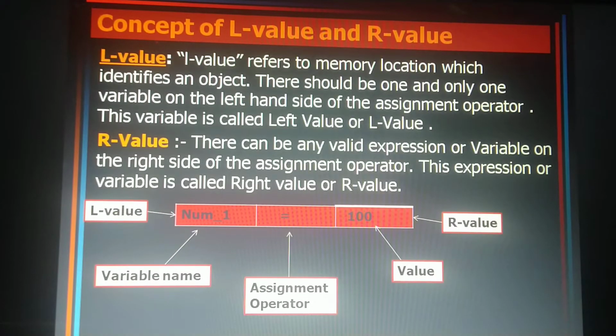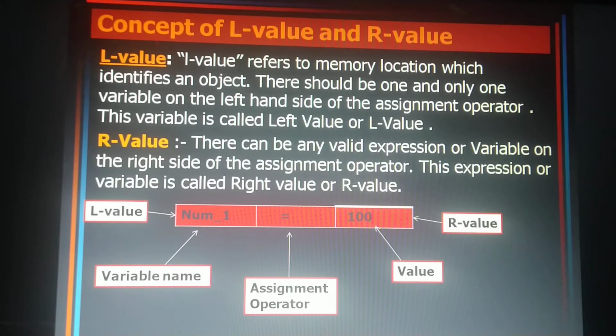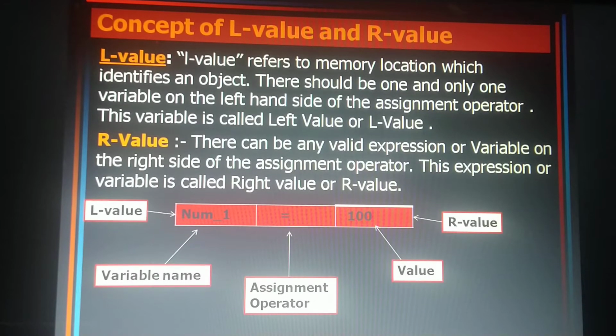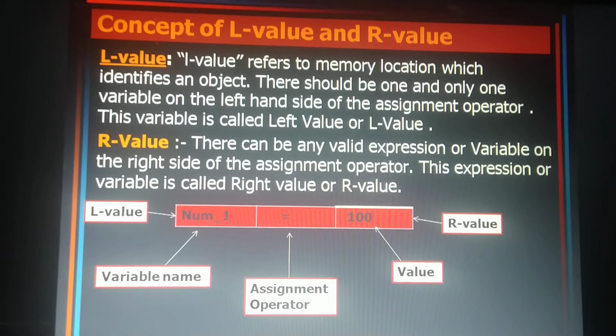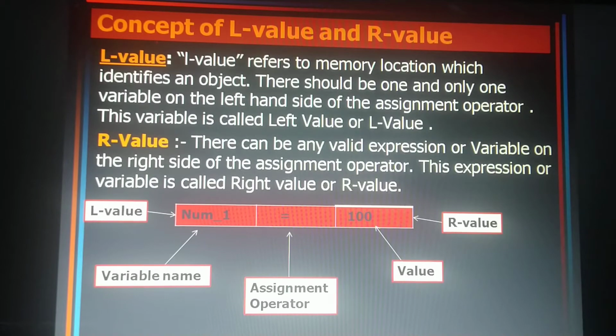Now the concept of L value and R value is very important. L value refers to the memory location which identifies an object. There should be one and only one variable on the left hand side of equal to or assignment operator. It is called left hand side value or L value. R value, there can be any valid expression or variable or value at the right side of the assignment operator. This expression or variable is called right value or R value.